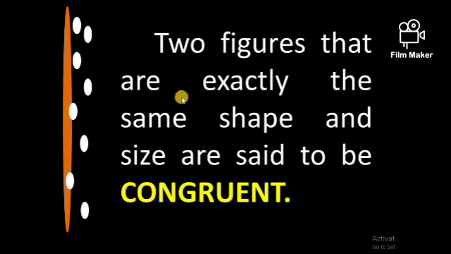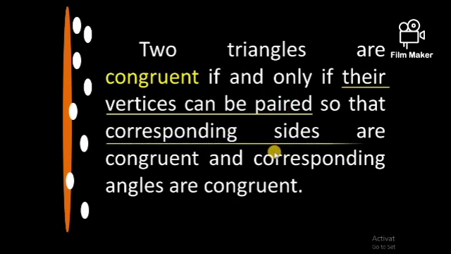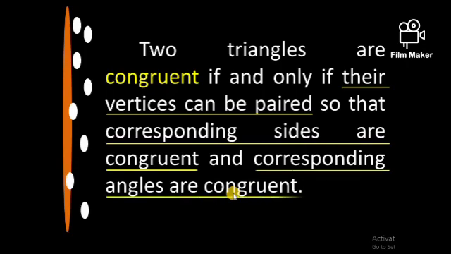Two figures that are exactly the same shape and size are said to be congruent. Two triangles are congruent, so ang dalawang triangle daw ay congruent or equal if and only if their vertices can be paired so that corresponding sides are congruent and corresponding angles are congruent.